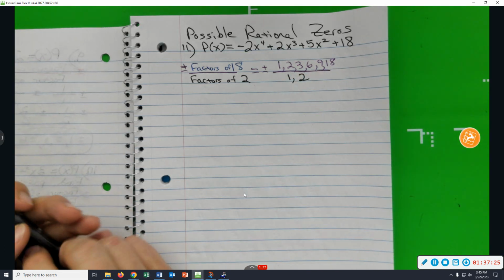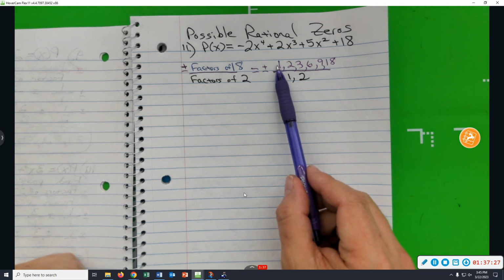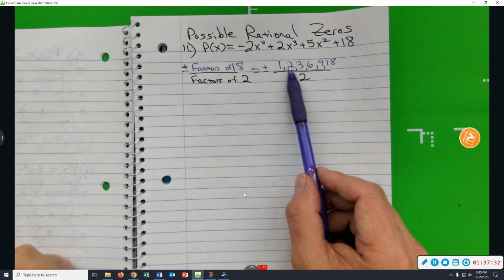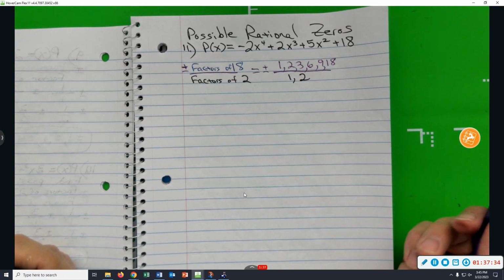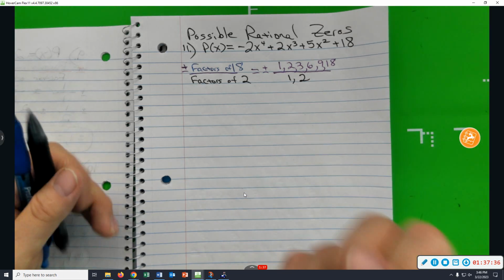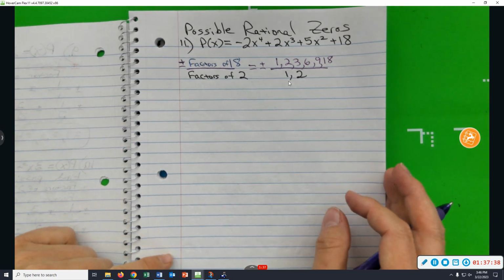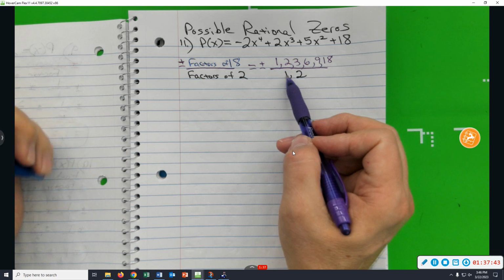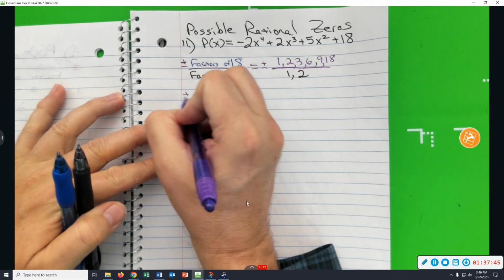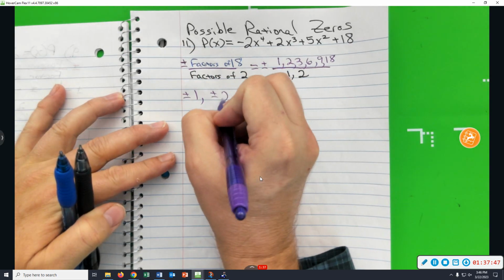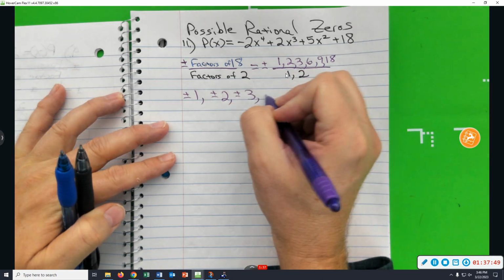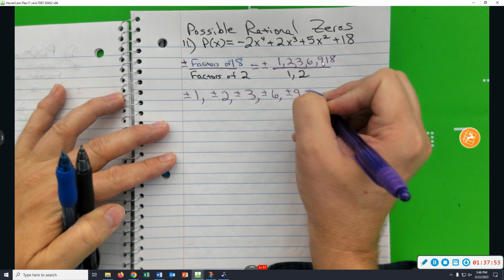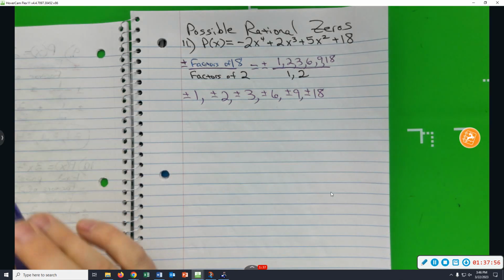We're going to have to take all of the purple numbers, put them over 1, then take all of those purple numbers and put them over 2. Maybe you could do the first one without actually writing the over 1. Let me just drop that over 1 and write plus minus 1, plus minus 2, plus minus 3, 6, 9, 18.